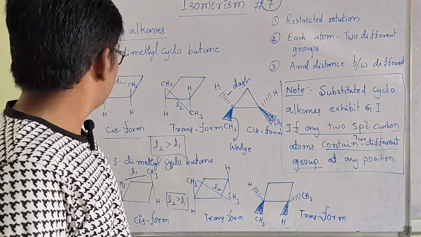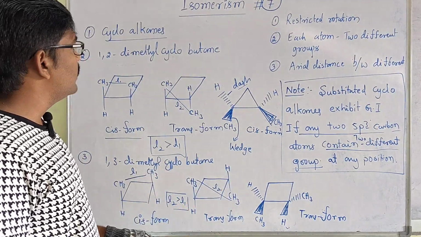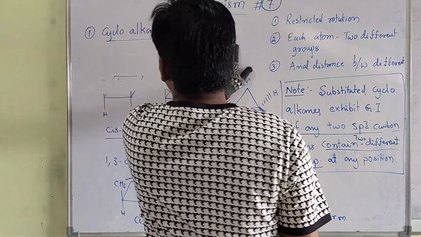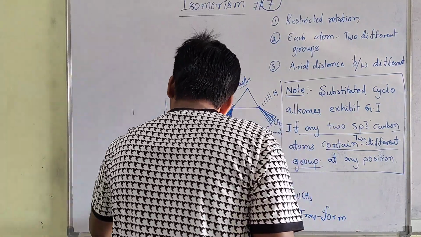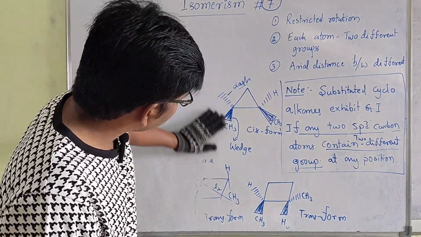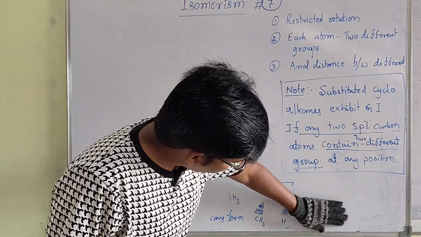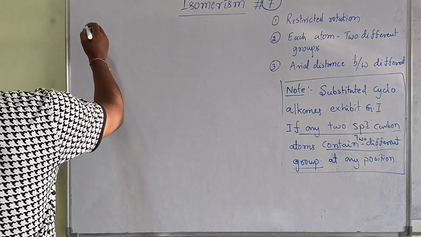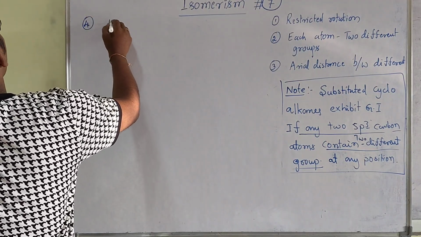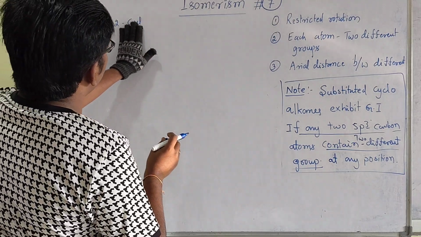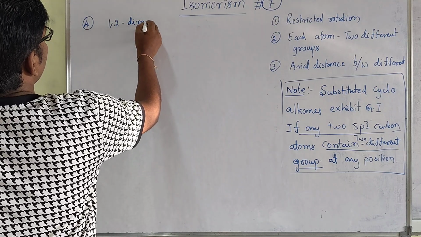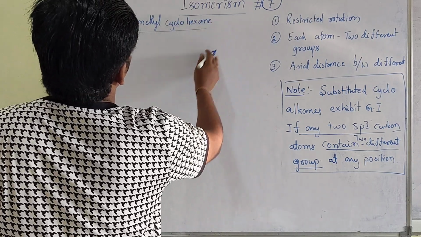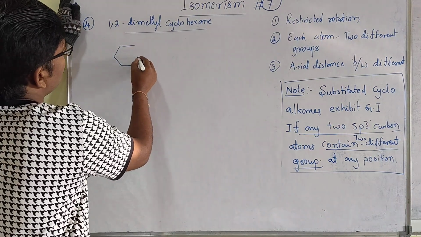That's it. Clear? So that is geometrical isomerism in cyclobutane at the 1,2 position or 1,3 position. In case of cyclohexane, if you see, all these conditions should be followed. Example number 4, that is 1,2-dimethyl cyclohexane. So look at the cyclohexane structure; it will be like this.